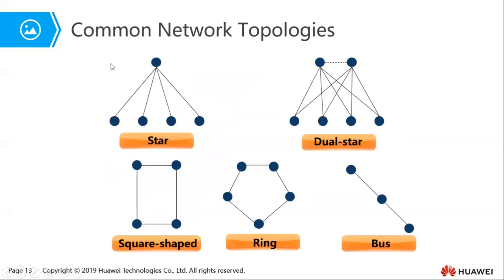Okay. So these are some of the common network topologies. You need to understand the advantages and disadvantages. The first one here is called a star topology, where you have a central device, and the other network equipment are connected to that central device.